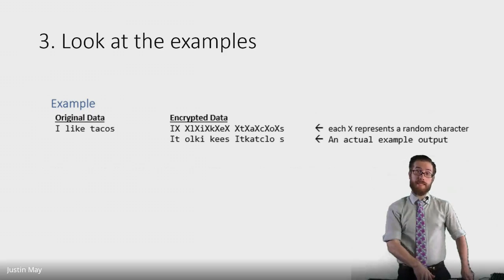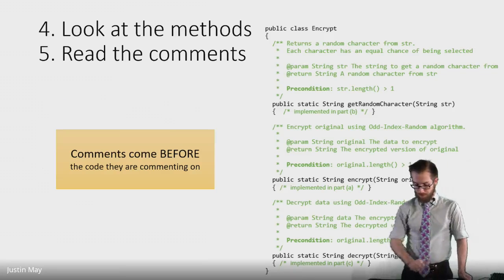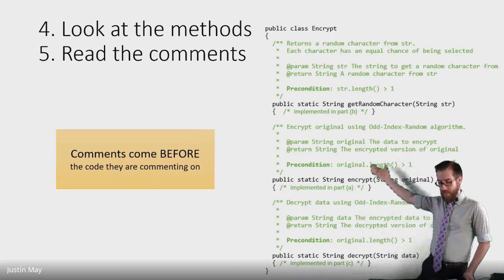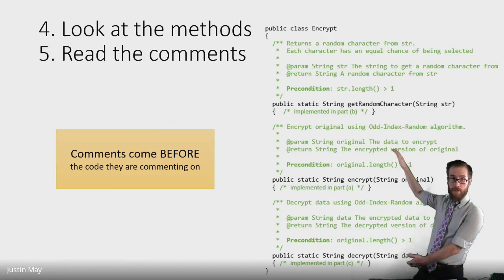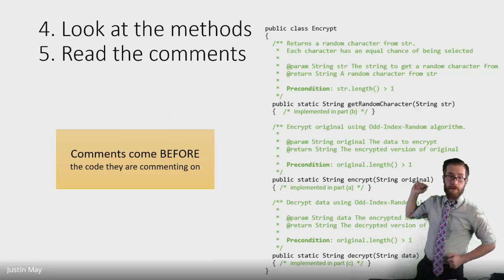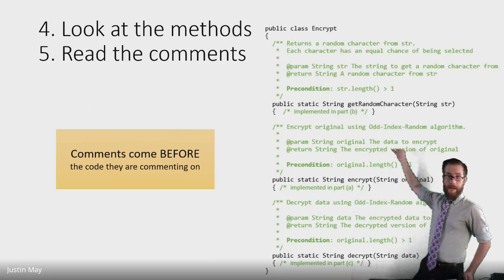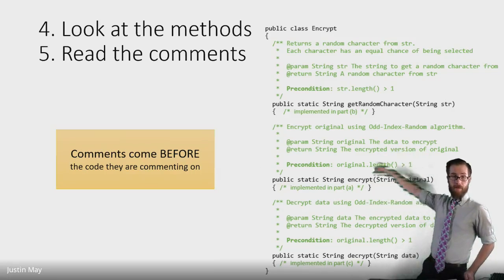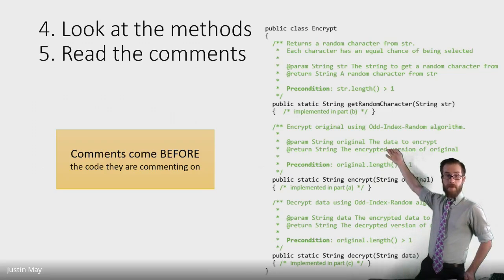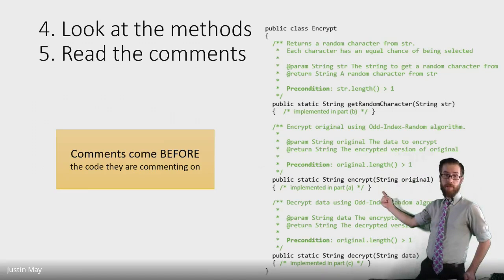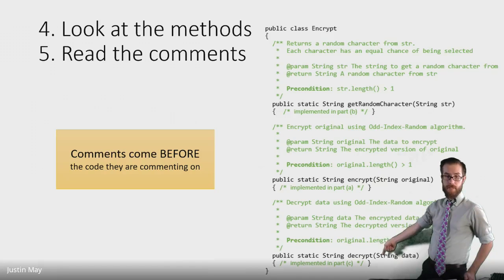Once you've looked at the examples and you understand the examples, now we want to look at our methods and read the comments. So you'll be given a chunk of code that's the class that you're going to write. It's almost like a lab, except it's on a piece of paper instead of on the computer. And remember, we read comments from top to bottom. So that top comment describes the getRandomCharacter method. This comment describes the encrypt method. And this comment describes the decrypt method.